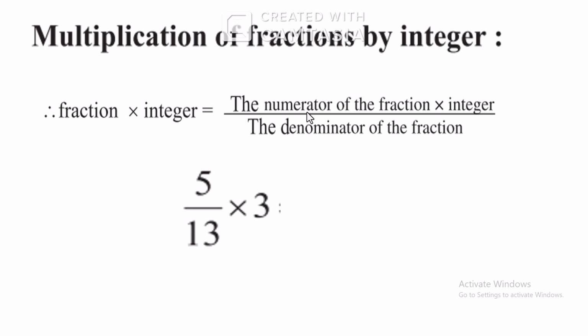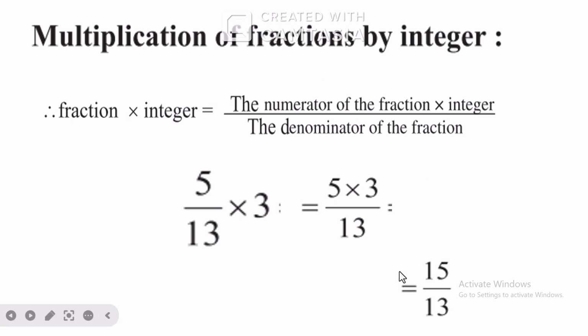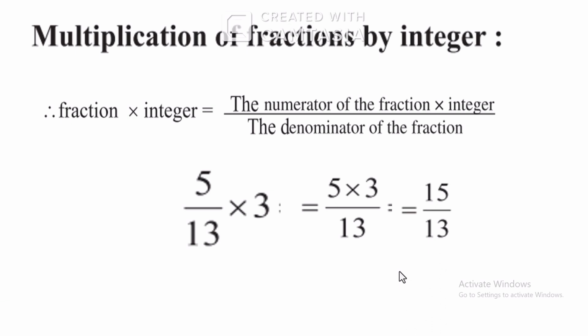Here 5 is the numerator of the fraction, 13 is the denominator, and 3 is the integer. According to these rules, the numerator times the integer, that means 5 into 3, divided by 13. We know that 5 3s are 15, so 15 divided by 13. This is the answer.